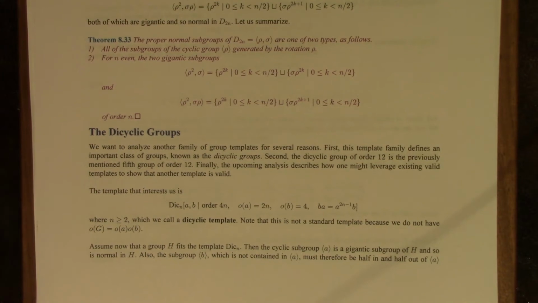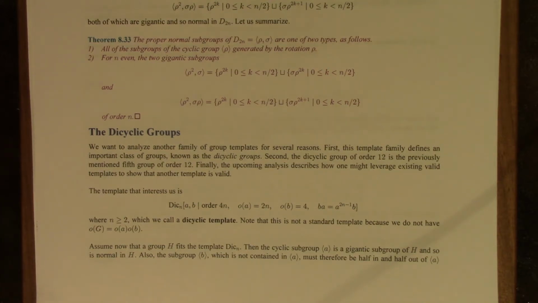Now I want to analyze another family of group templates, and this is for several reasons. First, this template family defines an important class of groups called the dicyclic groups. Second, the dicyclic group of order 12 is that fifth group of order 12 I mentioned earlier. We discussed groups of small order, and I said that groups of order 12 are going to give us the most trouble. There are 5 of them.